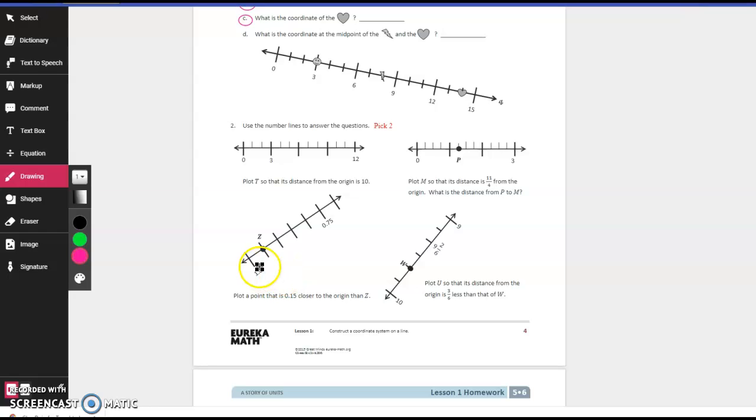Okay, so if it says plot a point that is 0.15 closer to the origin than Z, it's not saying at 0.15. It's saying here's Z, which one of these lines will be 0.15 closer, meaning 0.15 away from the Z.